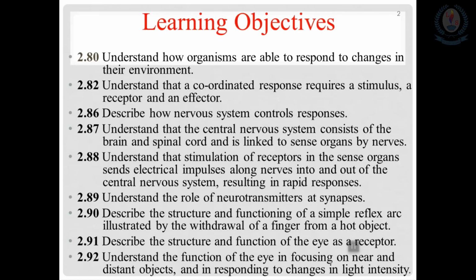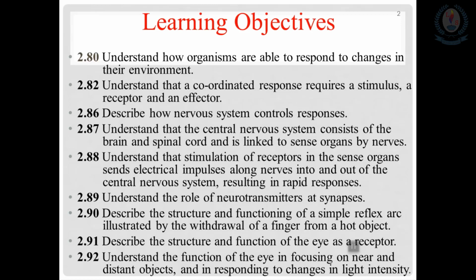Learning objectives. Students should understand how organisms are able to respond to changes in their environment. They should understand that a coordinated response requires a stimulus, a receptor and an effector. They should describe how the nervous system controls responses. They should understand the central nervous system consists of brain and spinal cord and is linked to sense organs by nerves.